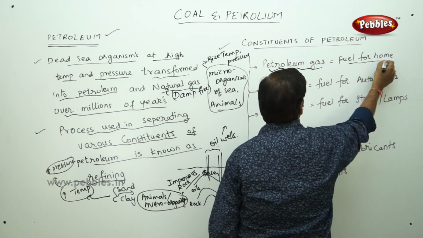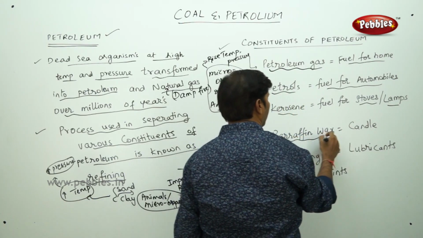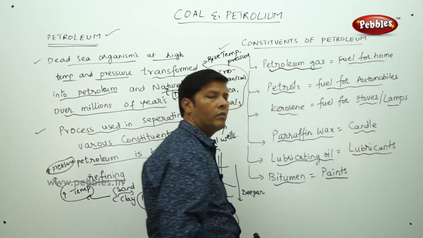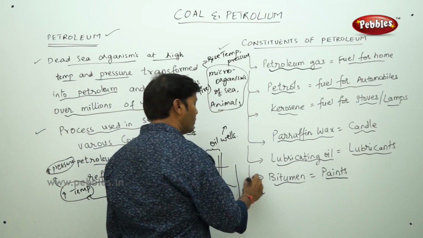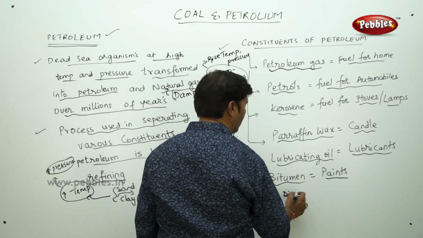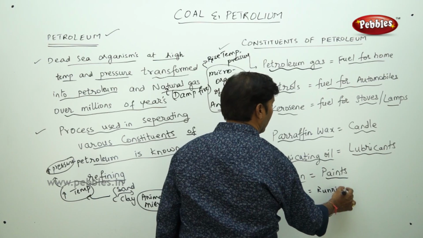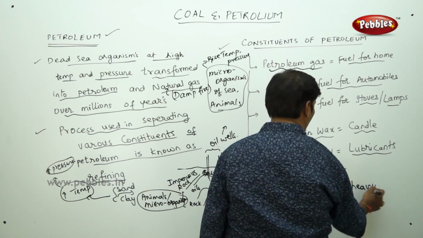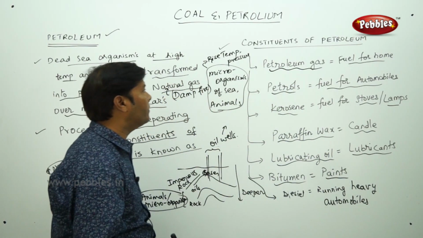One is petroleum gas. It is used as a fuel for home. Petrol is used for automobiles. Kerosene is used for stoves and lamps. Paraffin wax is used for candles. Lubricating oil is used for lubricants, and bitumen is a special type of crude liquid which is obtained and used for paints. And diesel is used for running diesel engines, for running heavy automobiles. So these are various sources of the petroleum.